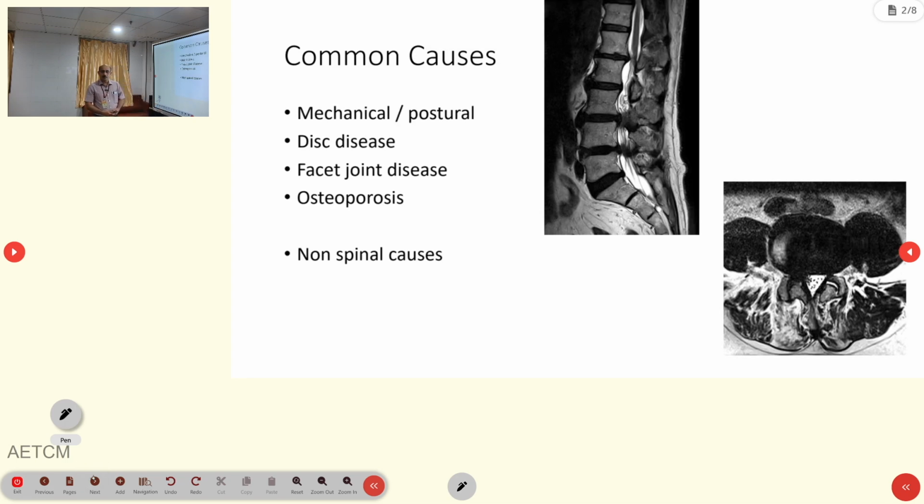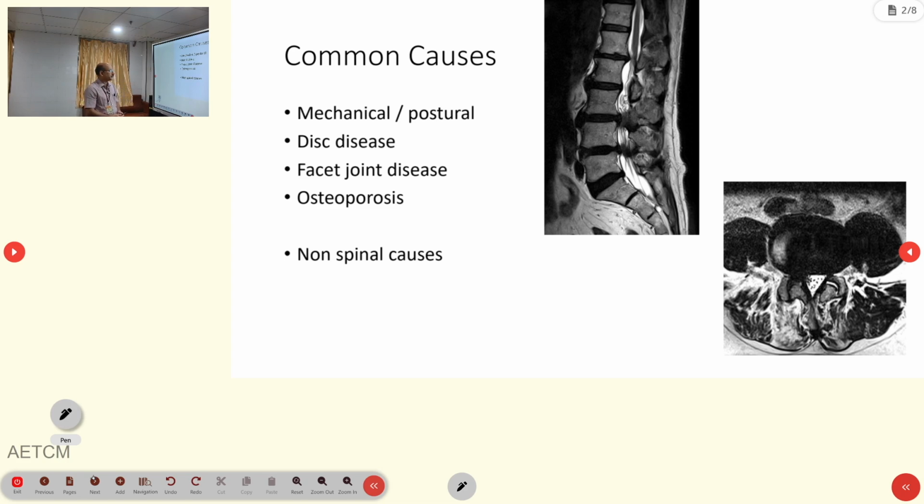So when the term low back pain comes to our mind, most of us tend to think about disc, and disc is only one of the causes for low back pain. The commonest cause of low back pain is usually the mechanical back pain, which is usually associated with prolonged sitting, unaccustomed postures and all that. Disc disease, definitely yes, it is one of those causes where you can have back pain, but also important to know that disc is not the only cause for back pain.